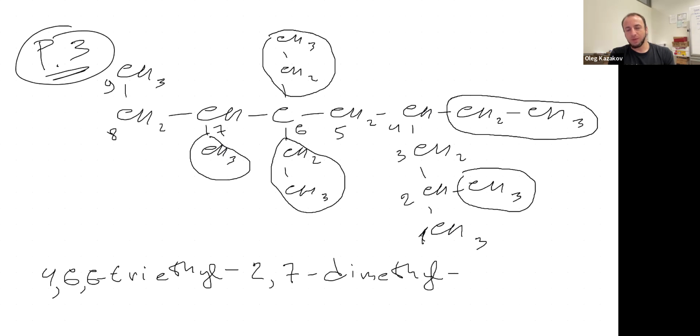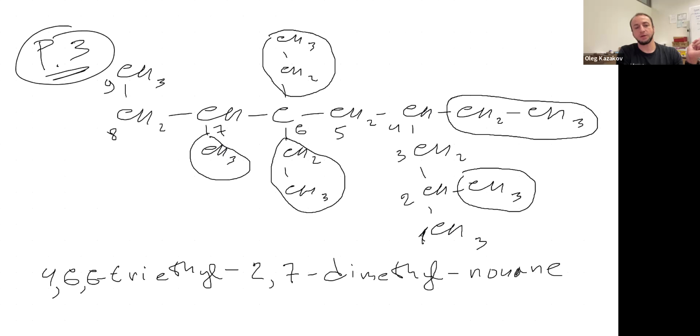The last part will be the main chain. So the main chain name, having 9 carbons, is nonane. Decane is when you have 10 carbons. Nonane is 9, and it starts with the same letter, nonane. So nonane, that's it, and you have it here.